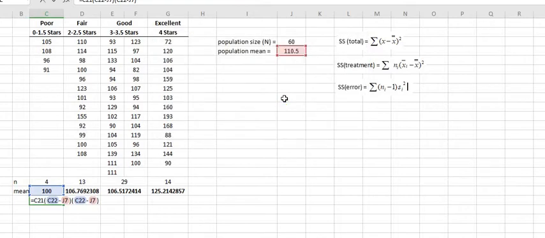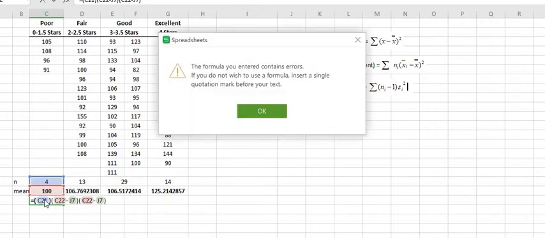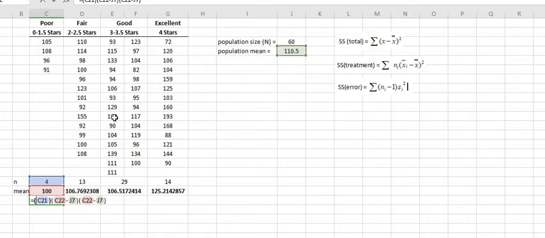Wow, kulang ng parenthesis. Wait, first parenthesis, second, why is it that I've got an error? Error. Okay. The formula you entered contains error. If you don't wish the formula, insert a single quotation mark before your text. Oh. Okay. No asterisk. So we will write asterisk because this is multiplication. So we have here multiplication. Enter. Okay. 441. Now for that case, that is for x sub i minus x sub.